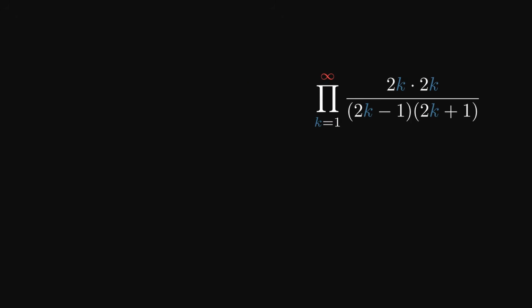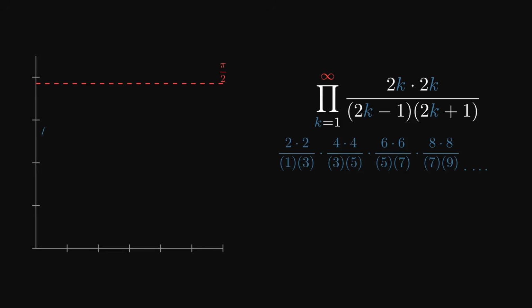And because I told you about a beautiful sum, here is a beautiful product. Take the product from k equals 1 to infinity of 2k squared divided by 2k minus 1 times 2k plus 1. It sounds ugly. Let me just read the first few factors out loud. 2 times 2 over 1 times 3, 4 times 4 over 3 times 5, 6 times 6 over 5 times 7, 8 times 8 over 7 times 9. Keep going forever. That product converges. It lands on pi divided by 2.